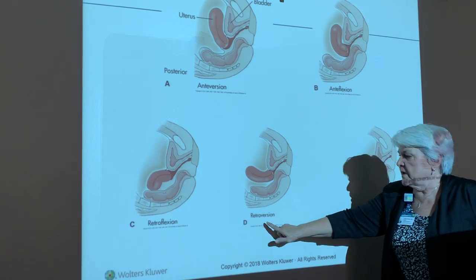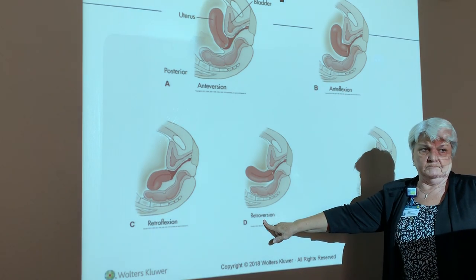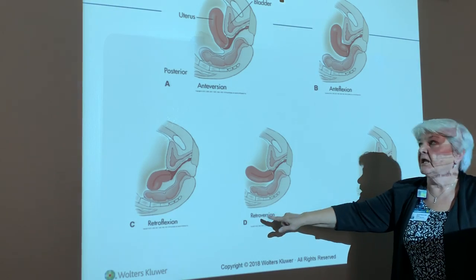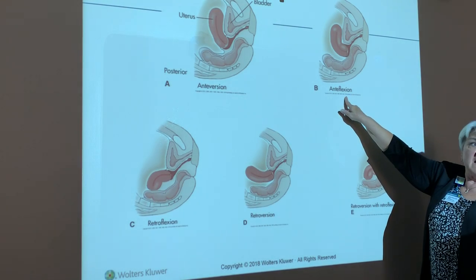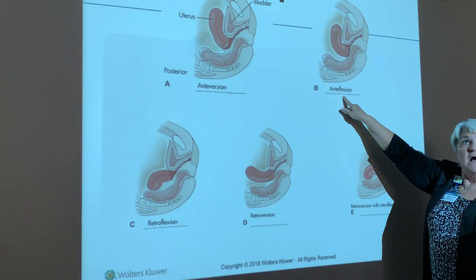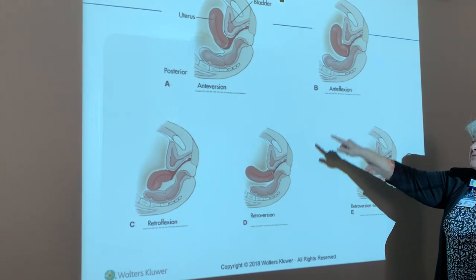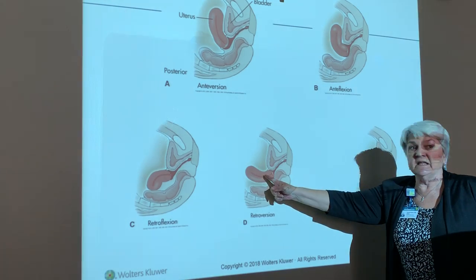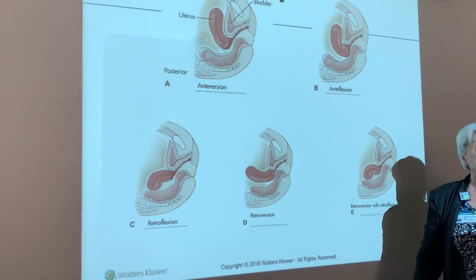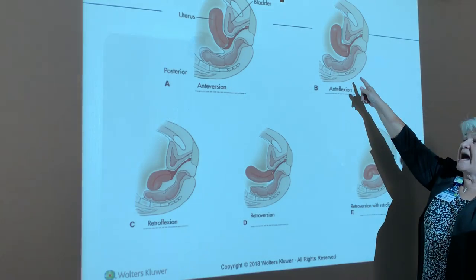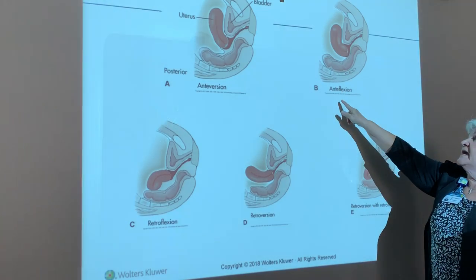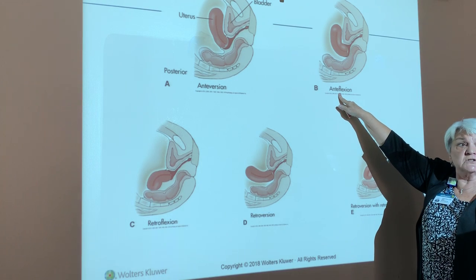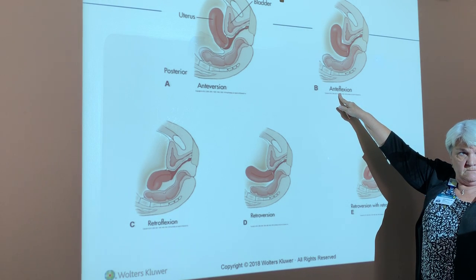it's retroversion. If there is a 90 degree angle, not at the vagina, but at the end of the cervix, the lower uterine segment, if there's a 90 degree angle there, it's called antiflexion. It has to do with the cervix.